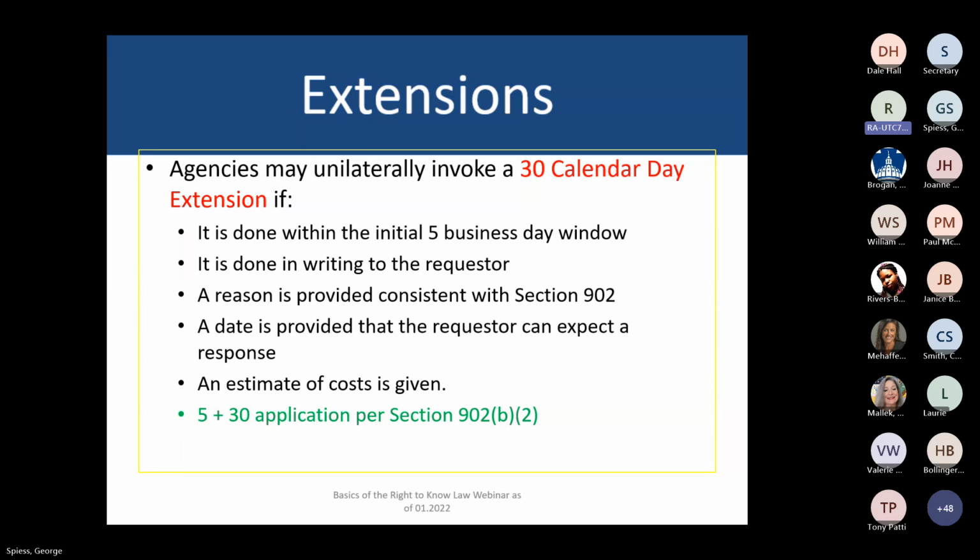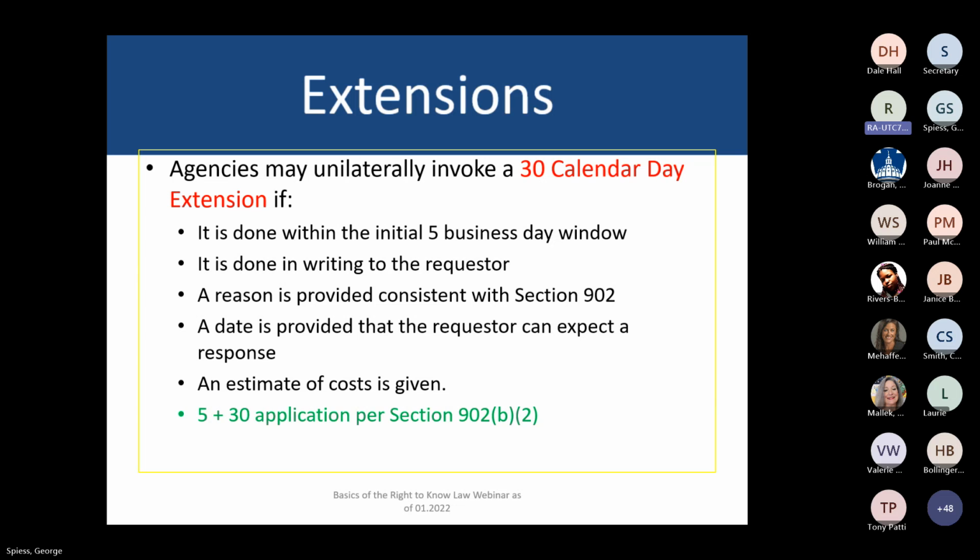Usually it's on the 30th day of the extension. And then you give them an estimate of what you think it's going to cost them. And it is just an estimate. It's not a hard quote. It can be a little higher, it can be a little lower. You settle up on the exact amount when you provide the actual records.